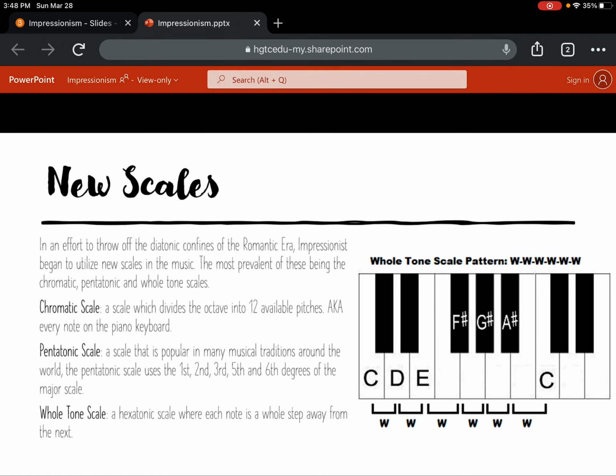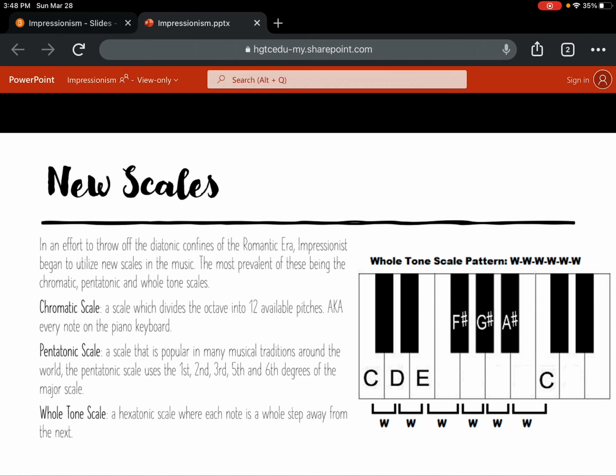So, some of the ways that we begin to evoke these fuzzy images and fuzzy ideas in music is with some new scales. In an effort to throw off the diatonic confines of the Romantic era, Impressionists begin to utilize new scales in music. The most prevalent of these are the chromatic, the pentatonic, and the whole tone scales.